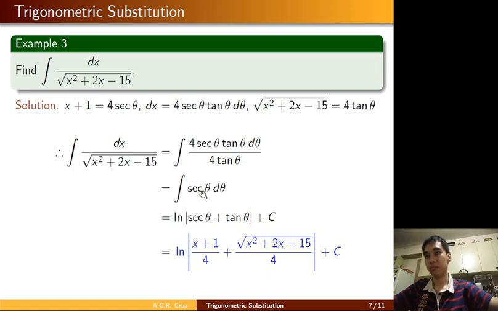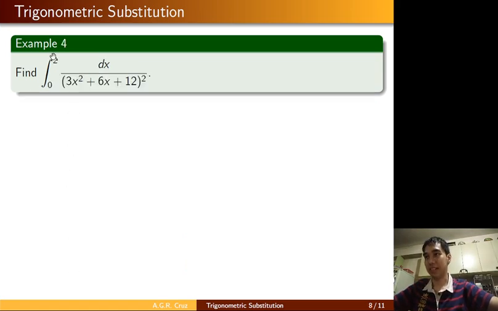Okay, next, let's solve this time a definite integral. So let's determine the integral from 0 to 2 of this one.